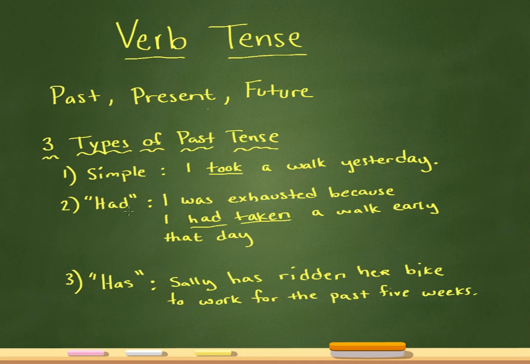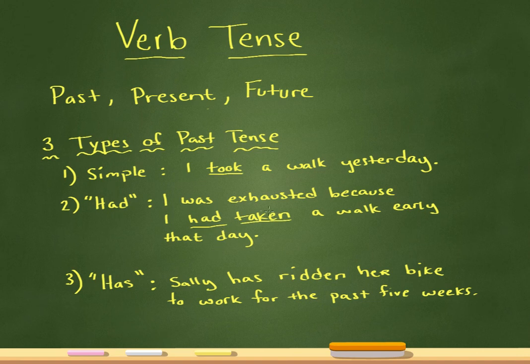The second type is the had form. Okay, so this is a sentence like, I was exhausted because I had taken a walk early that day. So why do you use had instead of I was exhausted because I took a walk early that day? Use the had form, right, when it's a past event that happened before another past event. Or you can use the had when it's in an unclear amount of time.